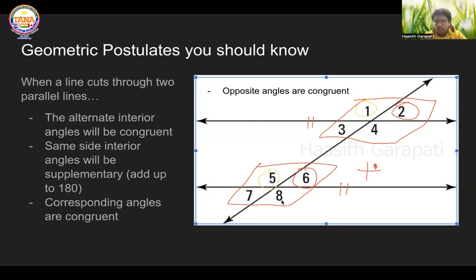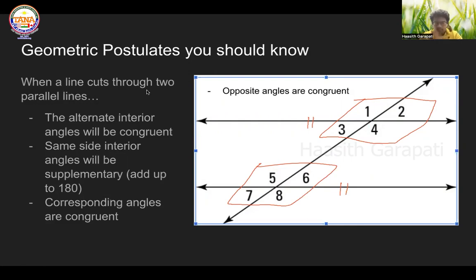And we can keep going, like angles 8 and 4 are congruent to each other, and angles 7 and 3 are congruent to each other. Now, okay, let's take a step back. That one was a little bit intuitive. Corresponding angles that are in the same area where they were cut will be congruent.